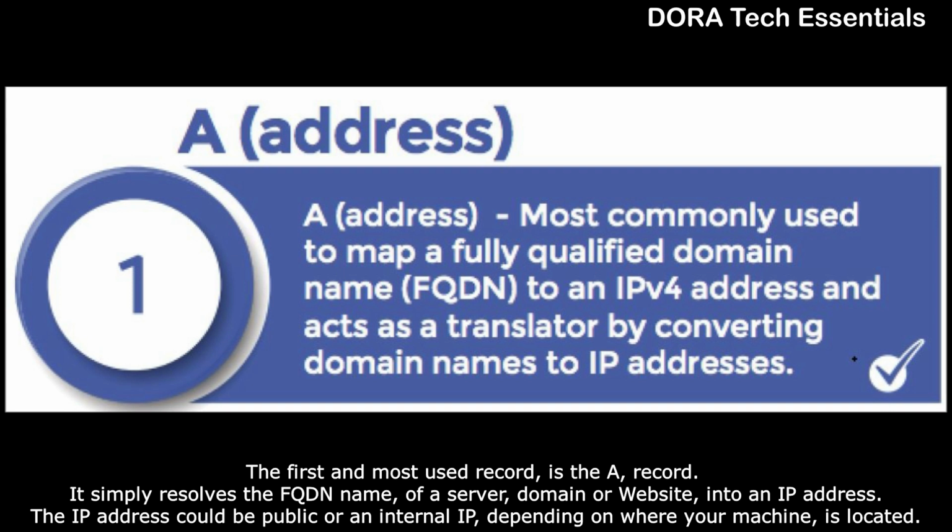The first and most used record is the A record. It simply resolves the FQDN name of a server, domain, or website into an IP address. The IP address could be public or an internal IP, depending on where your requesting machine is located.